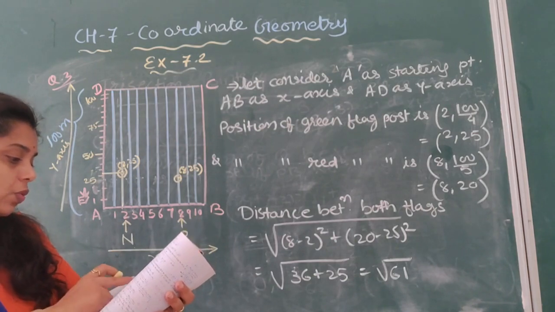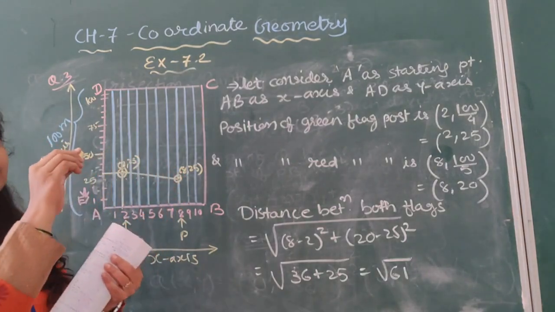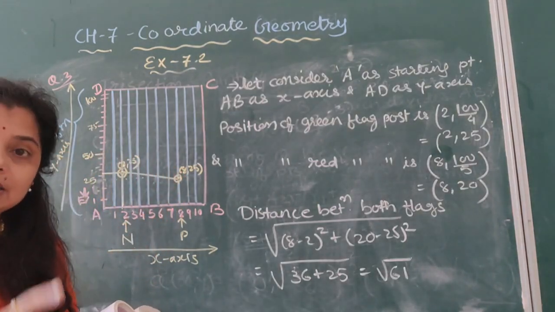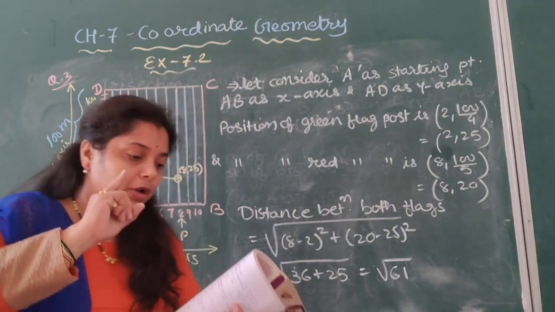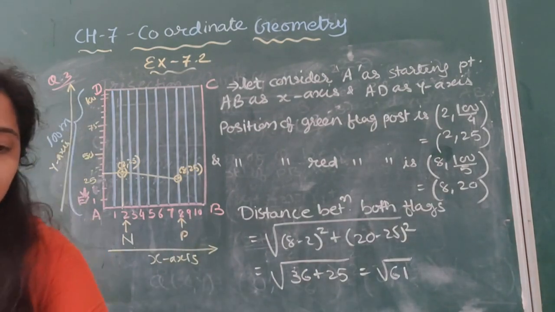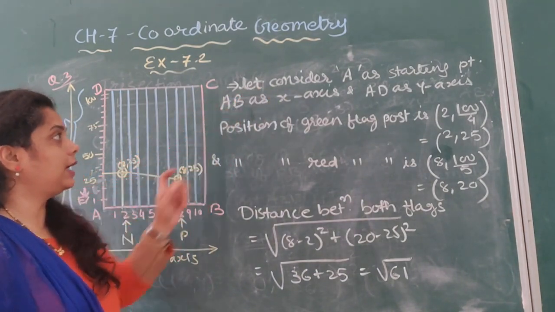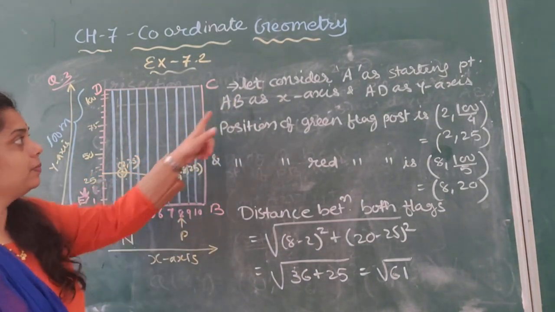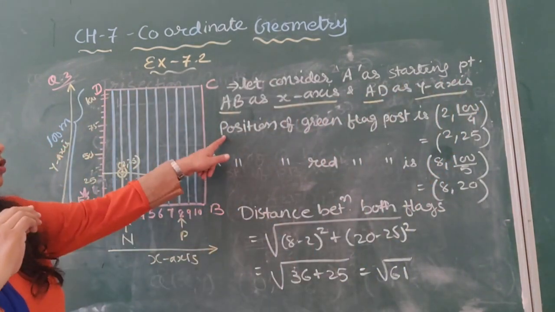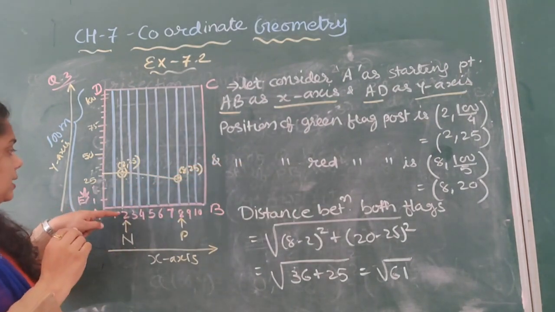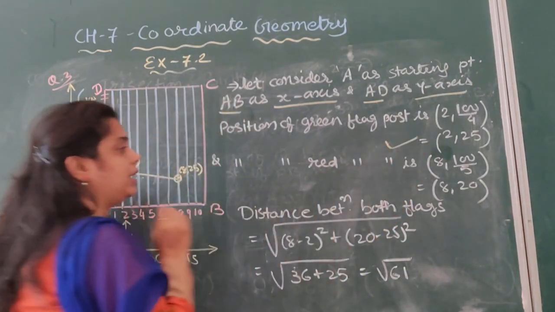And what they asked is, what is the distance between both the flags? Here we have to find the answer by using the distance formula. So let's get the answer. I have written steps here. Let A be the starting point, then AB as the x-axis and AD as the y-axis. As the position of the green post is, as I told you, 2 and 1/4th of 100. So it is 2 comma 25.